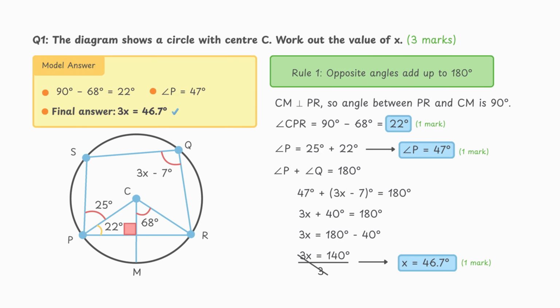Now take a moment to reflect on the process. We used a right angle, then angle subtraction, then angle addition, and finally the cyclic quadrilateral rule. This is a multi-step problem where different concepts work together. So always break the problem into smaller steps, apply the correct rule each time, and build your answer logically.